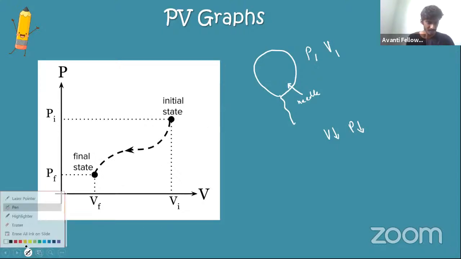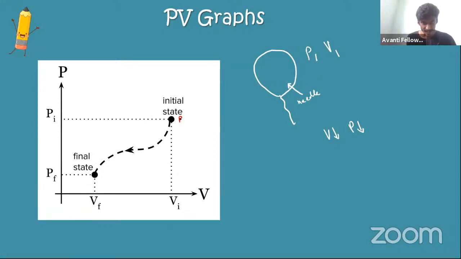So I'm making a graph for that. Initially, I had pressure P1 and volume V1. Now, after I put the needle to the balloon, the gas is decreasing, the volume is decreasing slowly, and the pressure is also decreasing. And finally, it will lose all the gas and come to pressure P2 and volume V2. So this is something of what you get there. Okay, cool. Am I clear, students?